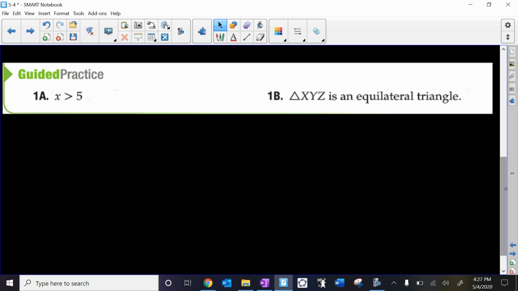But for 1A, to state the opposite of saying something is greater than 5, the assumption that we would state is x is less than or equal to 5. Since I didn't have an equal to start, I have to disprove the equal to portion in my assumption, so we have to say is less than or equal to 5.